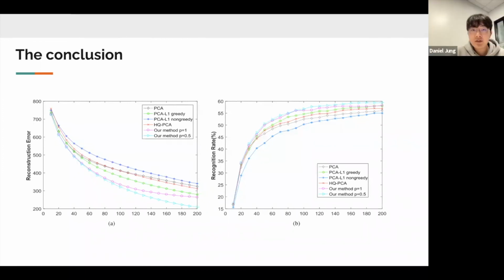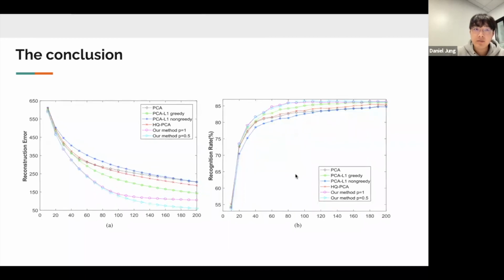So the conclusion is that their model is much better than the original PCA model, the PCA L1 model, and any other PCA model combined. They may have this P parameter which they have to solve for each different task, but on all the data sets they tested, they had the best performance out of all PCA models.